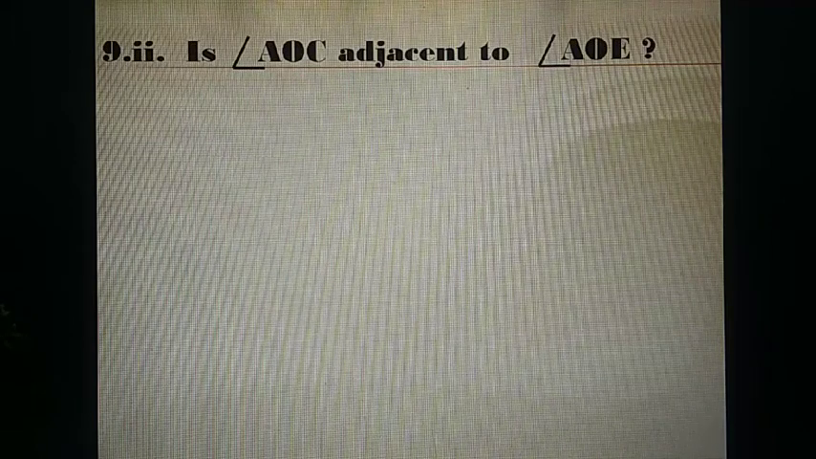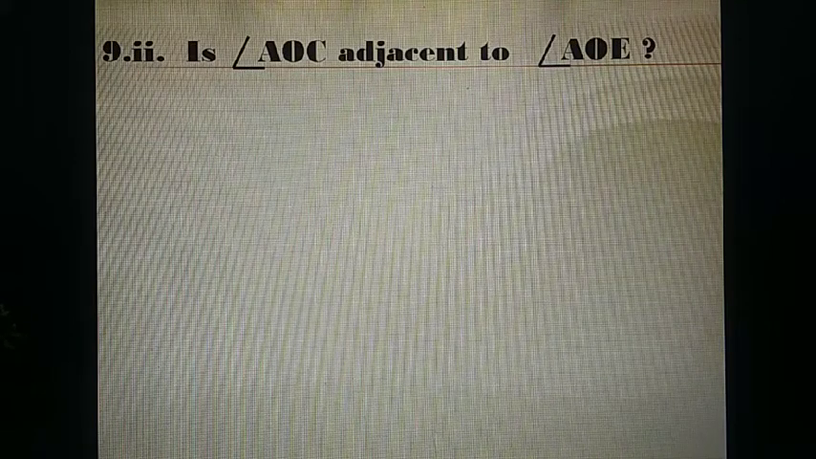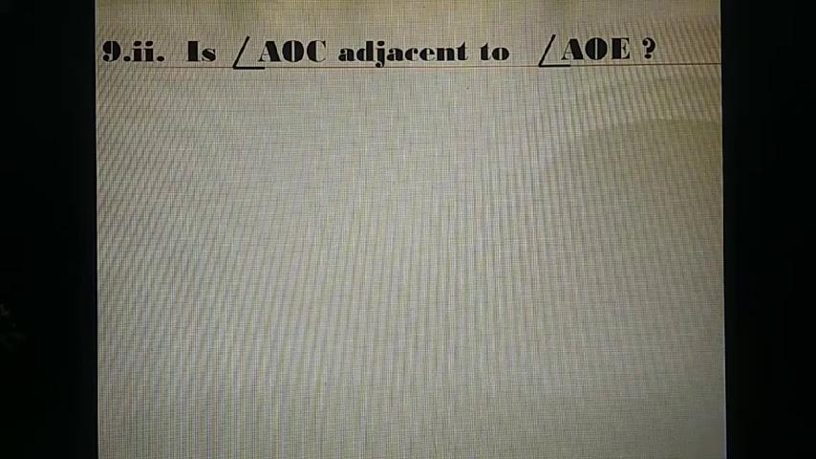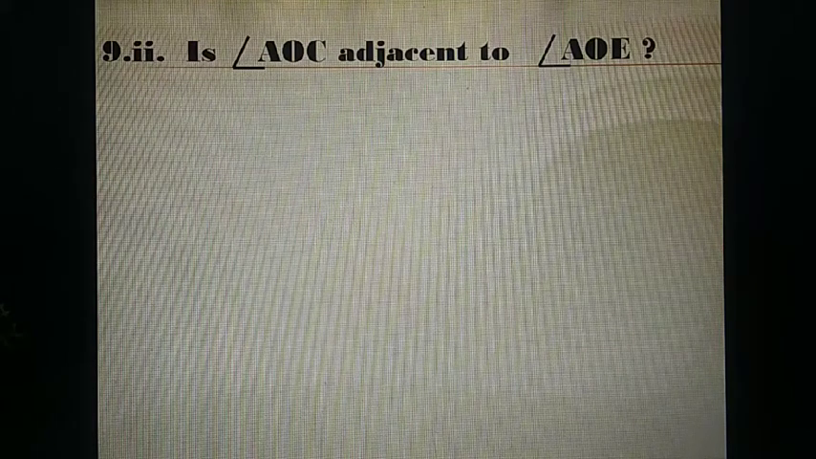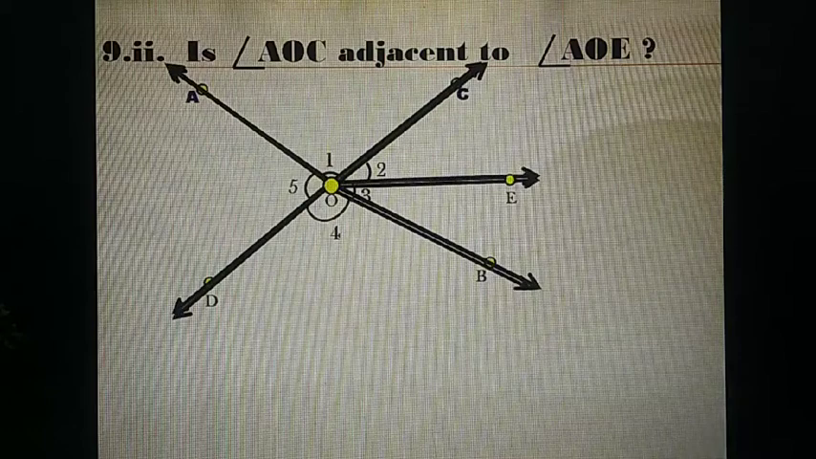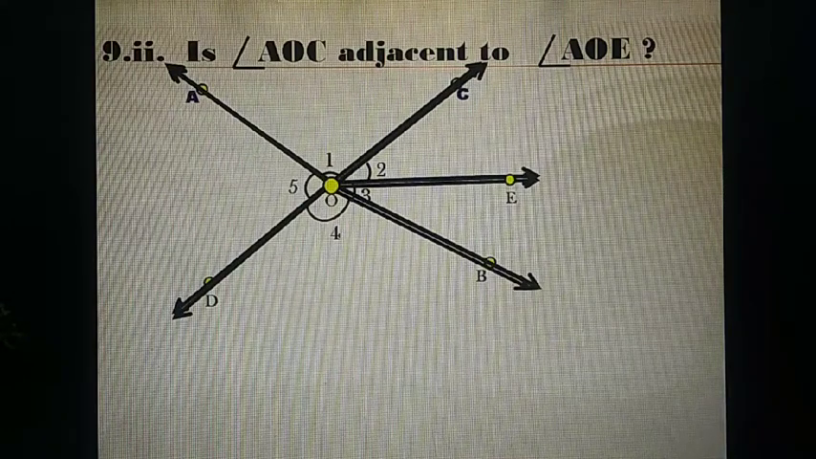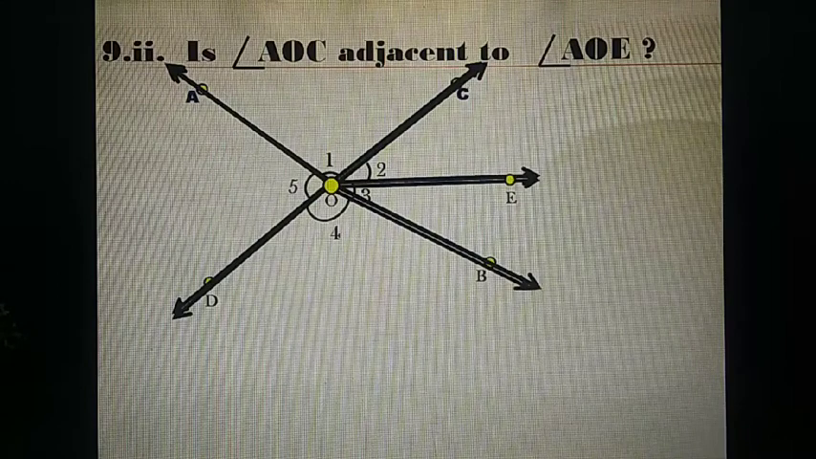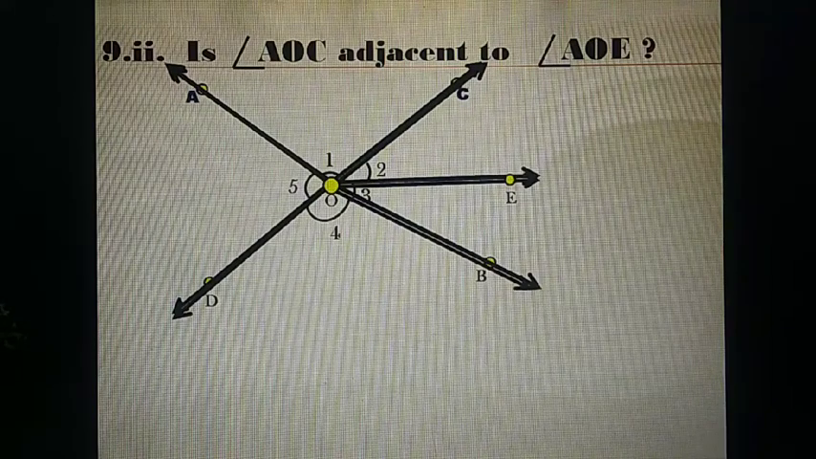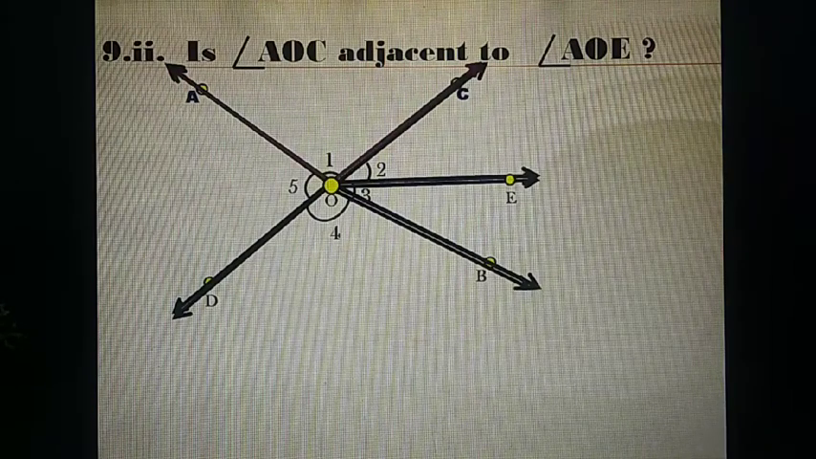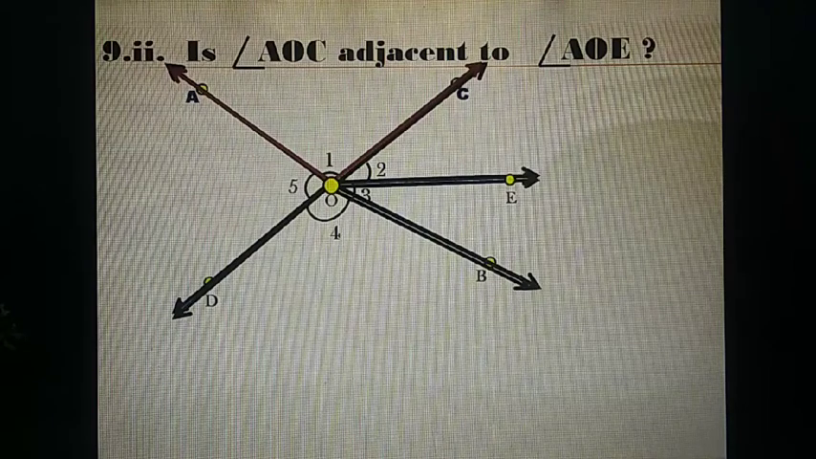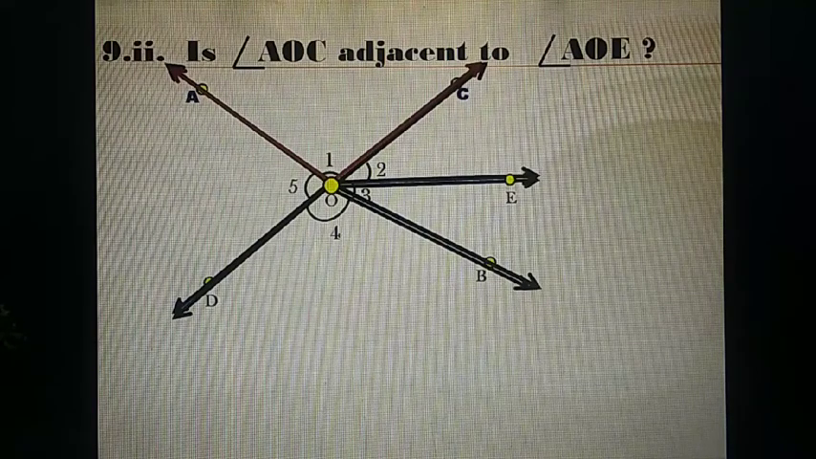Next, again here you have to check the adjacent angles. The angles are AOC and AOE. Again, first we will trace angle AOC. It means first you will color A to O, then O to C. Next, A to O, then O to E.